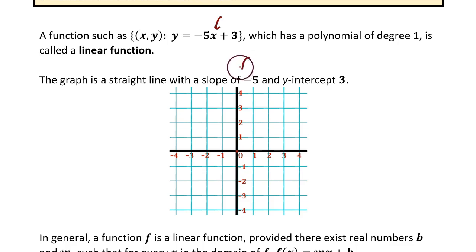If we know the slope of a line and we know the y-intercept, we can make the graph. Start by graphing the y-intercept, a dot at 3, and then measure off the slope. Negative 5 is the same thing as the ratio negative 5 over 1. So go down 5 units and right 1 unit. And this downhill line is the graph of that linear function.